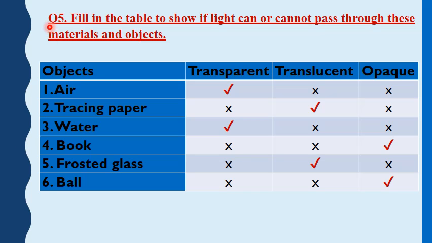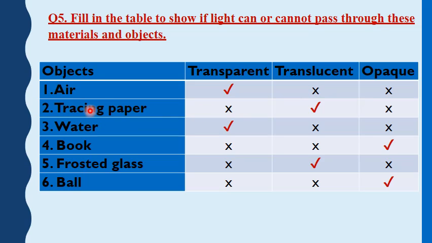Now we have the last question, that is question number 5. Fill in the table to show if light can or cannot pass through these materials and objects. Okay, so we have a few objects here: air, tracing paper, water, book, frosted glass, and ball. Okay, so next we have 3 columns: transparent, translucent, and opaque. Okay, so air is transparent, because it allows all light to pass through. Okay, so in the translucent and opaque columns we have to mark a cross.